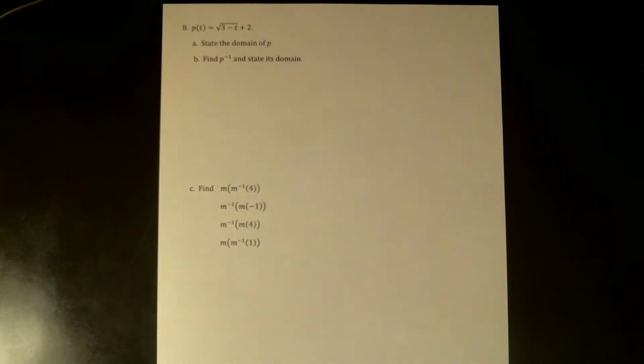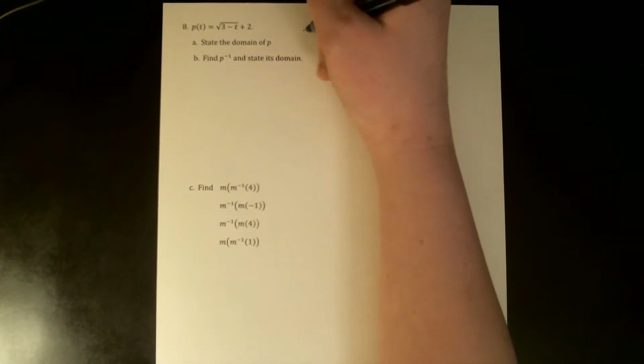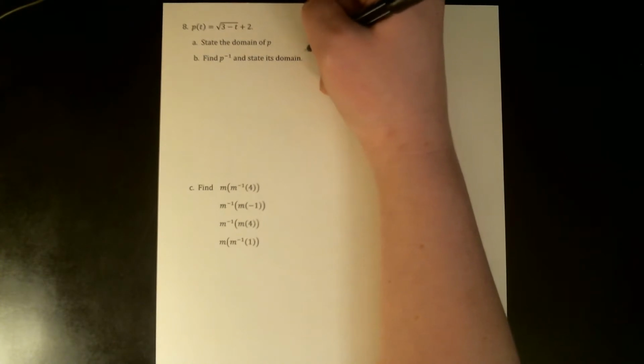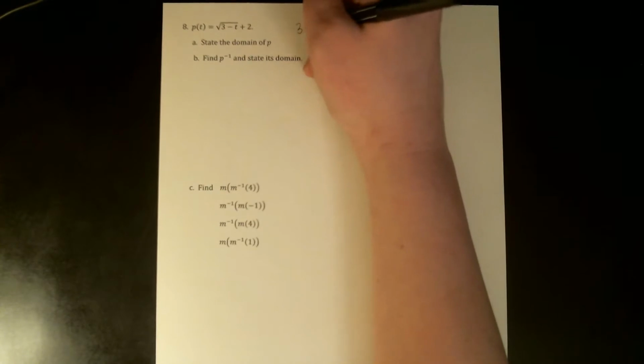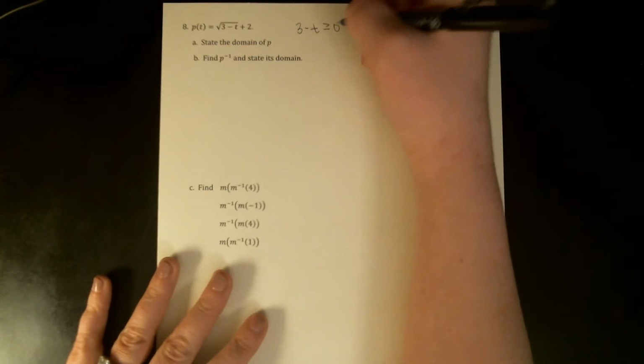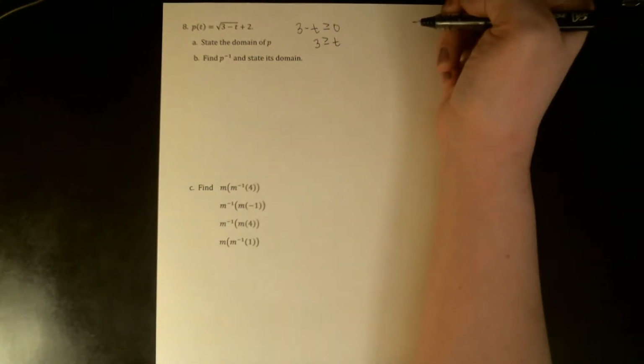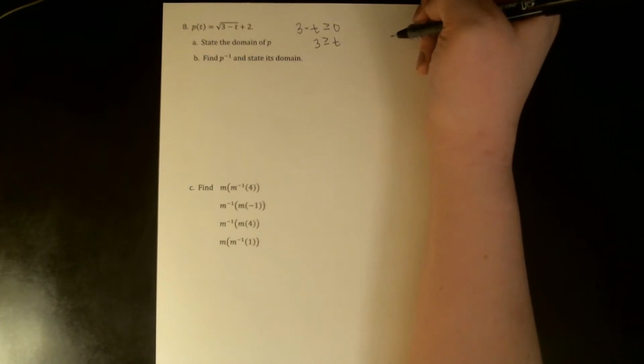It's related, but I think it's a little more hidden and a little less confusing to people once they catch on to it. So I want to work on this function p of t equals the square root of 3 minus t plus 2. First thing I want to do, because domain restrictions are important for these, is figure out the domain of p. So I want to make sure that 3 minus t is greater than or equal to 0, since I'm trying to take the square root, which means t has to be less than or equal to 3. So 3 greater than or equal to t, or t less than or equal to 3, same thing.